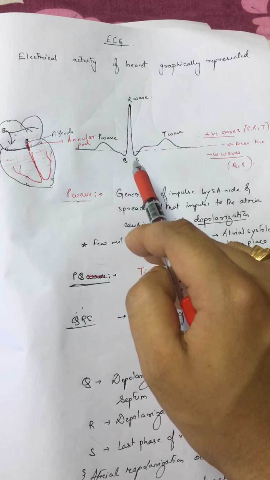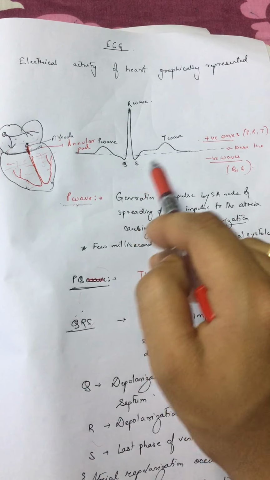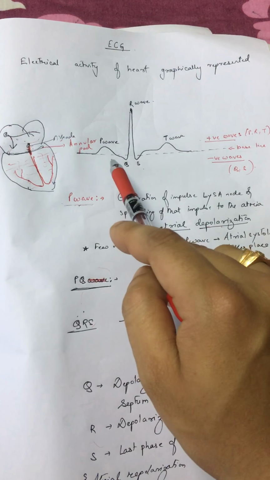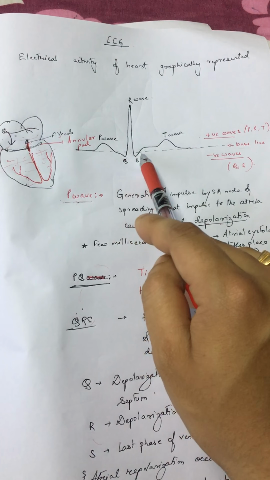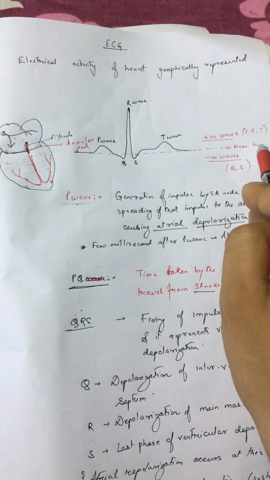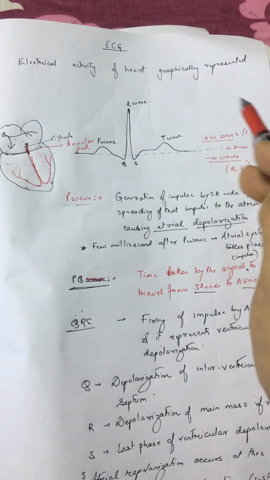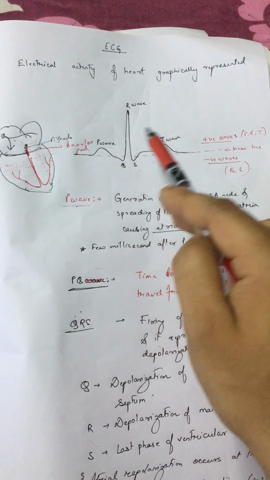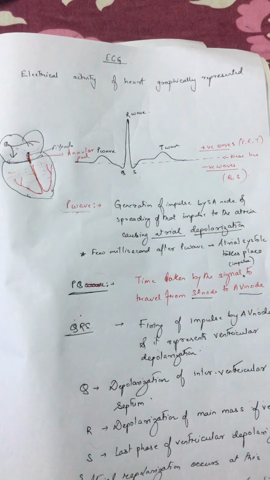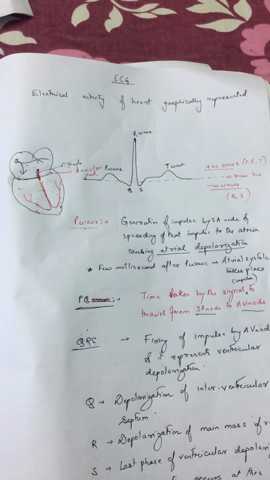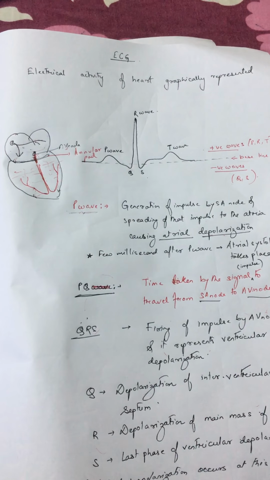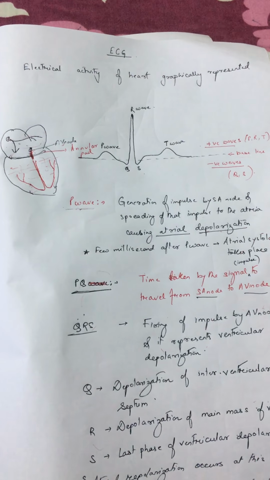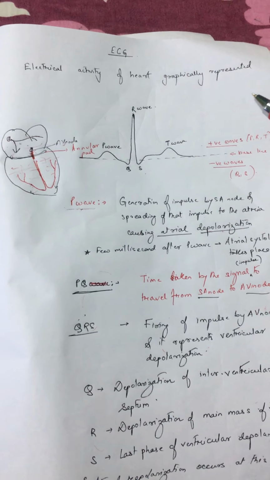It has certain waves like the P wave, Q wave, R wave, S wave, and T wave, and all these waves are drawn on a baseline. The dotted line that you can see is called the baseline. Above this baseline there are the P wave, R wave, and T wave, and below this baseline there are the Q wave and S wave. Let me first explain how these waves are generated and what each wave explains.